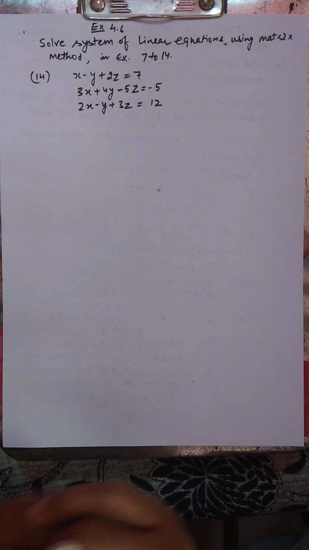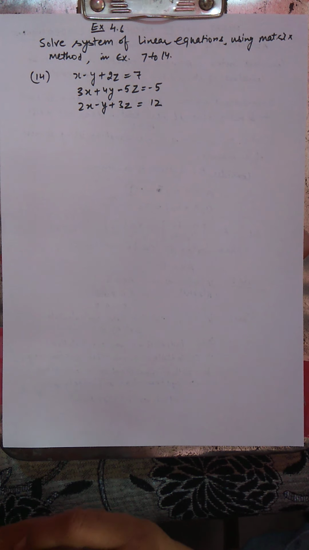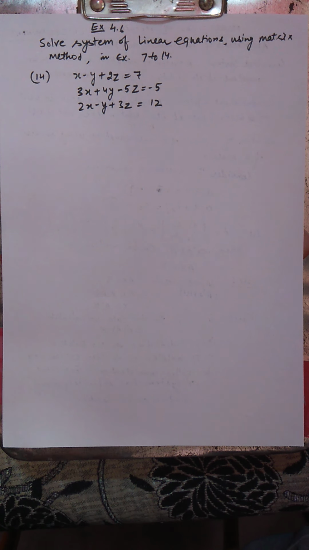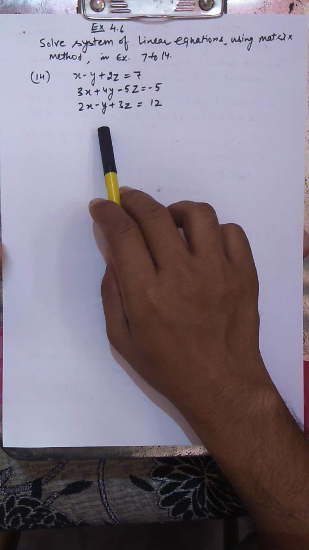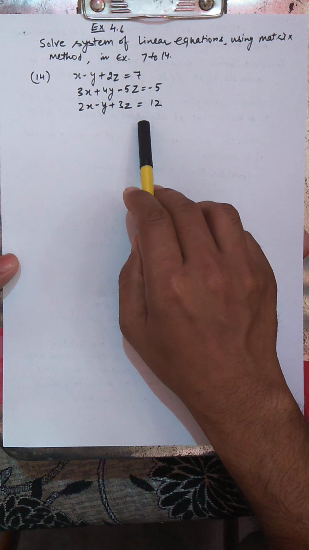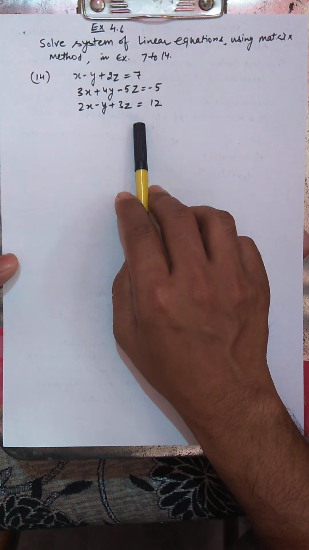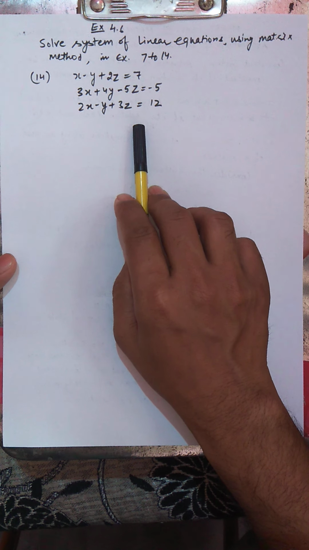In this exercise 4.6, there is just one type of question in which you have to find the solution of linear equations using the matrix method. Matrix method means X equal to A inverse B. Now you can see we have this system of 3 equations. First we have to write the A matrix, then the B matrix, and then the X matrix, and after that we'll see whether a solution exists or not.